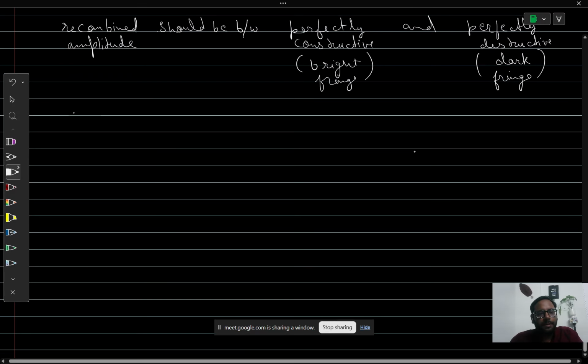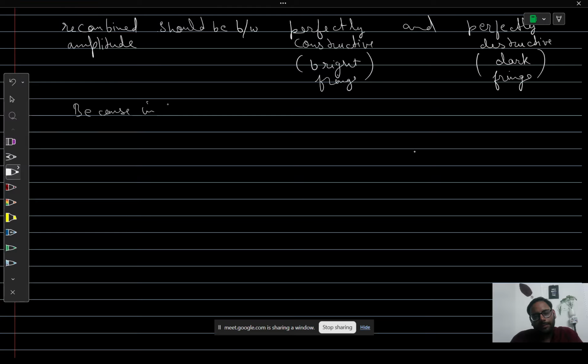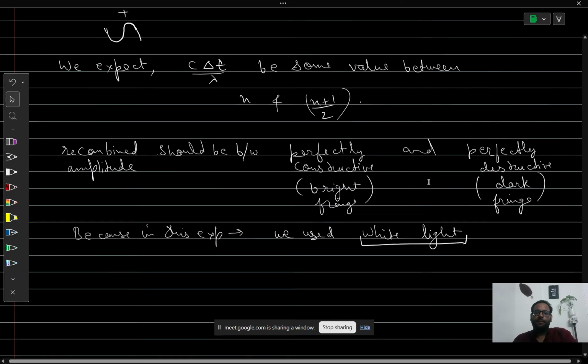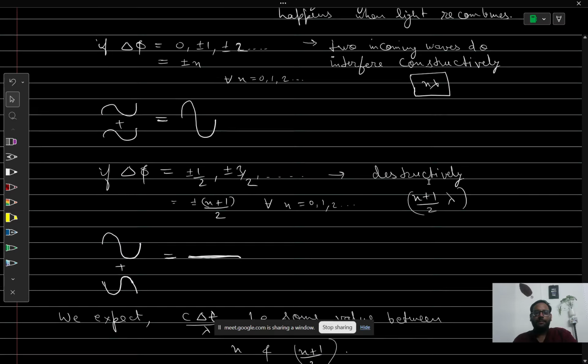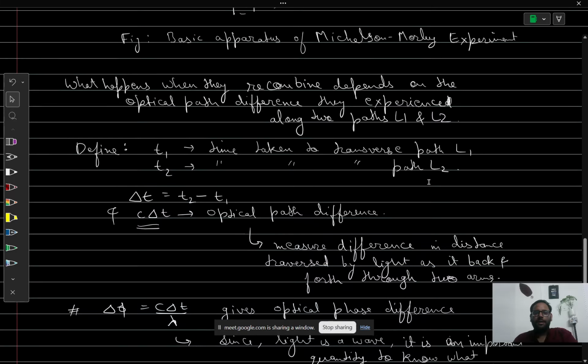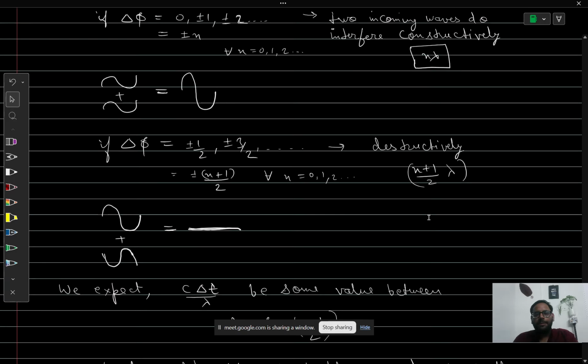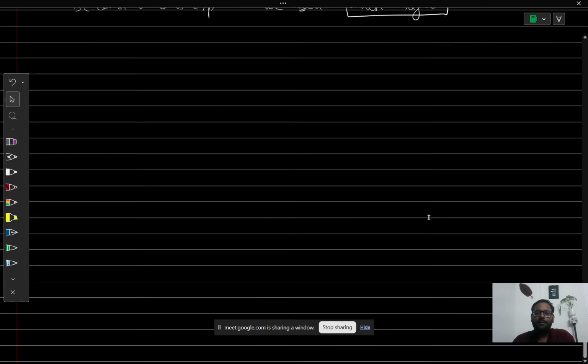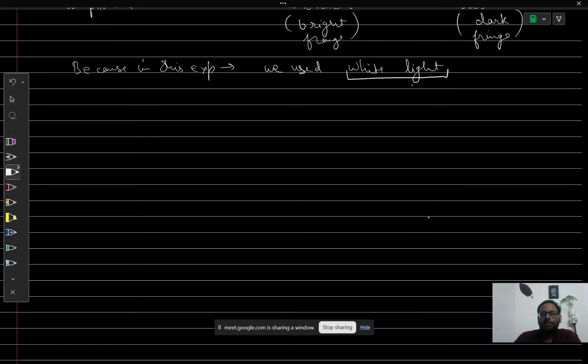Because in this experiment we have used white light. Why? What is the need of white light? What is the importance of white light? Why are we using white light in this experiment? Why not any monochromatic light? What is the specialty, or what is the difference between monochromatic and white light?